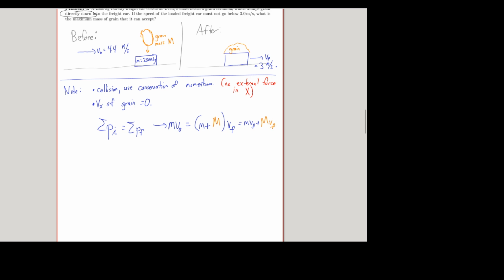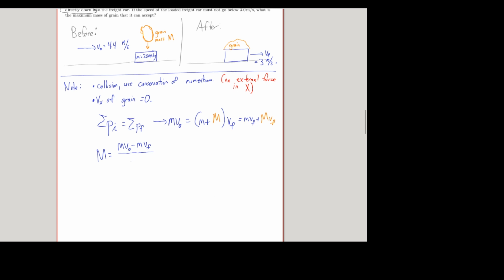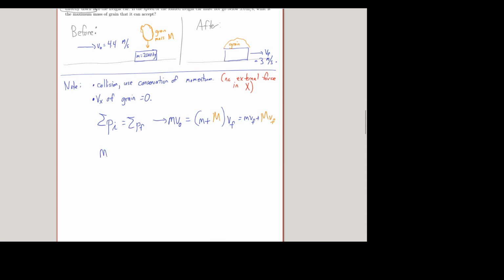Solving this for big M, this gives us that big M is little m v naught minus little m Vf, all divided by, let's see, big M. Whoops, did I mess something up? You know, I'm going to stop skipping steps in the algebra. I'm just going to do it right.